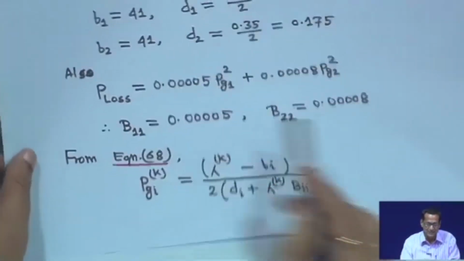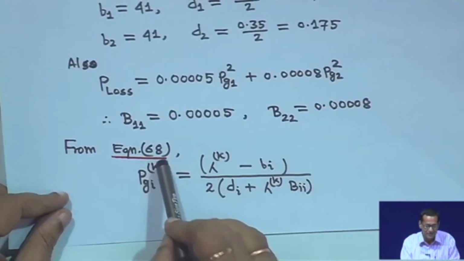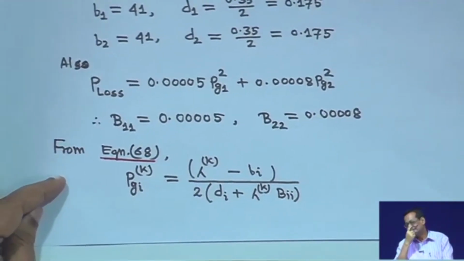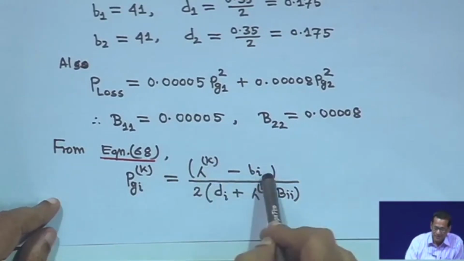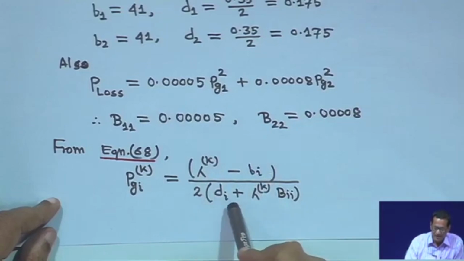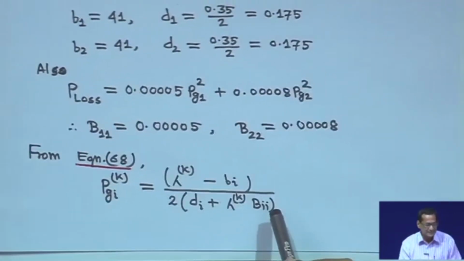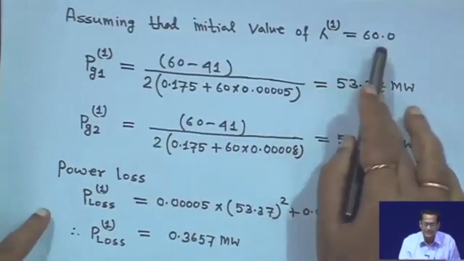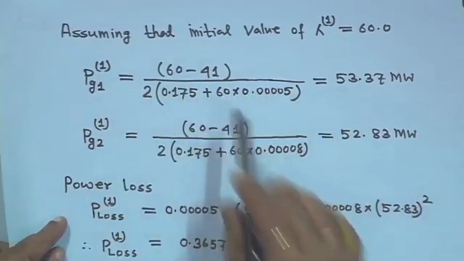Now this loss expression is given, B11 is equal to this much and B22 is equal to this much. In equation 68 we ignored the Bij term. So from equation 62 we get Pgi is equal to lambda at kth iteration minus Bi, divided by 2 into Di plus lambda at kth iteration into Bii. In this case you have to start with some initial value of lambda. Say you take the initial value as 60, that is lambda 1.